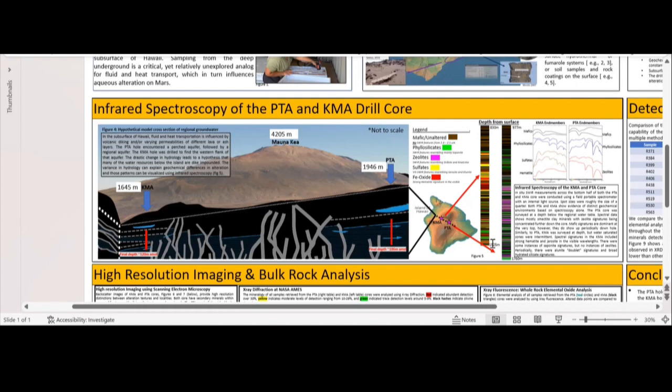Now, it is currently hypothesized that the KMA and PTA are likely confined to their own local environment, with the PTA core itself being within this dike-impounded aquifer, and the KMA being more influenced by intrusions, ash, and explosive units, all of that can cause vertical and horizontal networks of confinement.